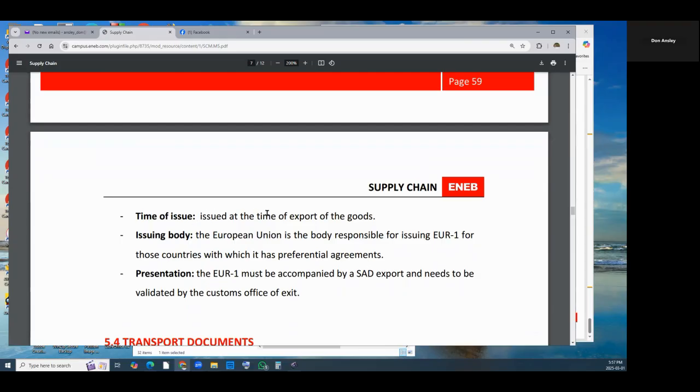Time of issue. Issued at the time of export of goods. Issuing body, the European Union is the body responsible for issuing an EUR-1 for countries which have preferential agreements. And the presentation: the EUR-1 must be accompanied by the SAD export and needs to be validated by the Customs Office of exit.